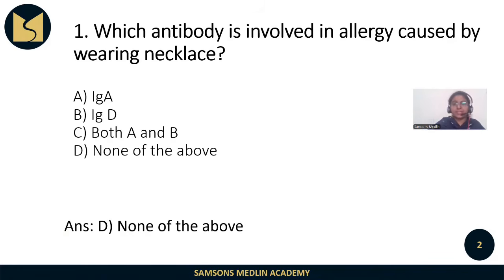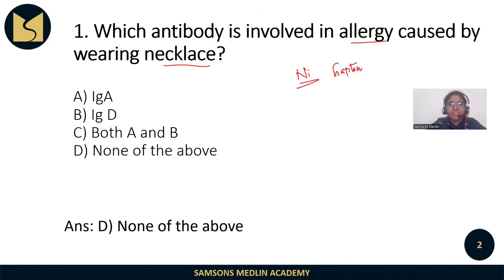In this question, it is asked about allergy caused by wearing a necklace. A necklace is a jewelry item. Sometimes the presence of certain elements in jewelry items can cause allergy. A best example is the presence of the element nickel. Nickel itself is not able to induce any allergy because it is acting like a hapten.